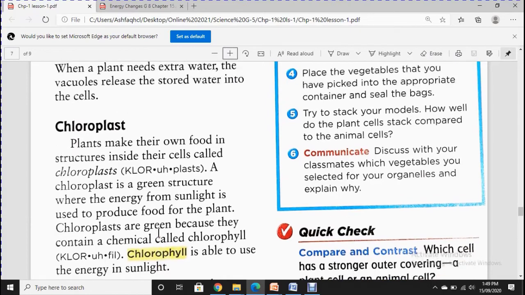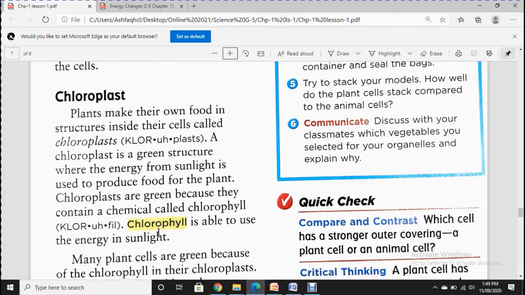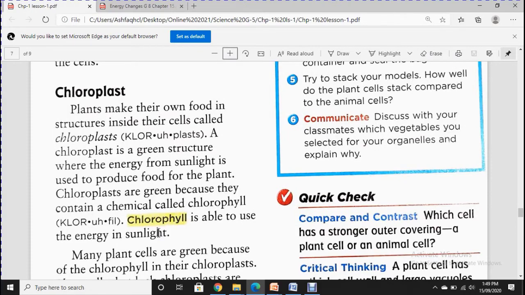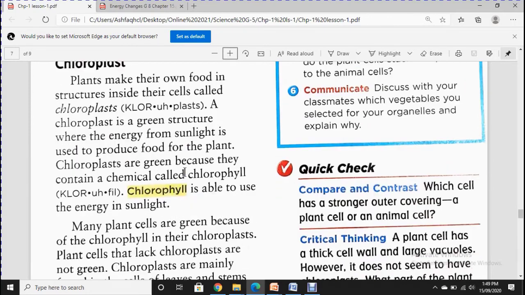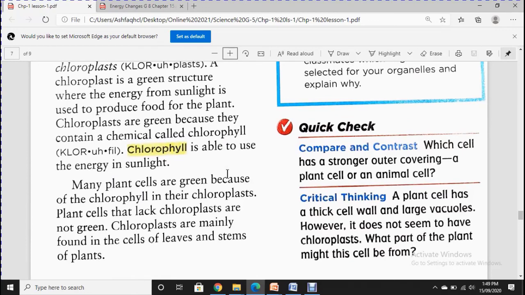Actually, these are the organelles where a plant can make its own food with the help of sunlight, or you can say in the presence of sunlight, because sunlight provides energy to these organelles and then the plant becomes able to produce its food. Many plant cells are green because of the chlorophyll.